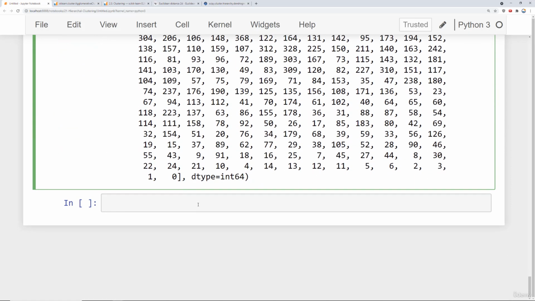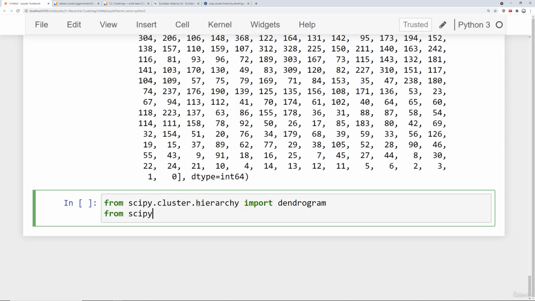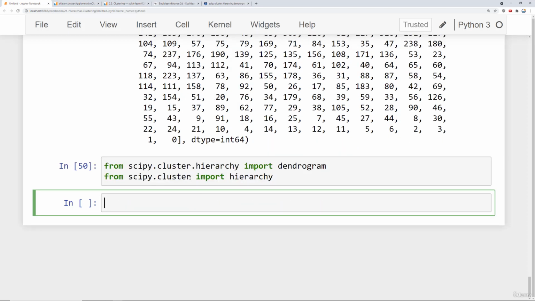Well, luckily for us, SciPy has some capabilities here. We're going to say from scipy.cluster.hierarchy import dendrogram. This is a visualization function that will automatically visualize the dendrogram for us if you give it a linkage matrix. So we also have to say from scipy.cluster import hierarchy. The other thing you could do is say from scipy.cluster.hierarchy import linkage, but either way is okay. We're going to create a linkage model or a linkage matrix.